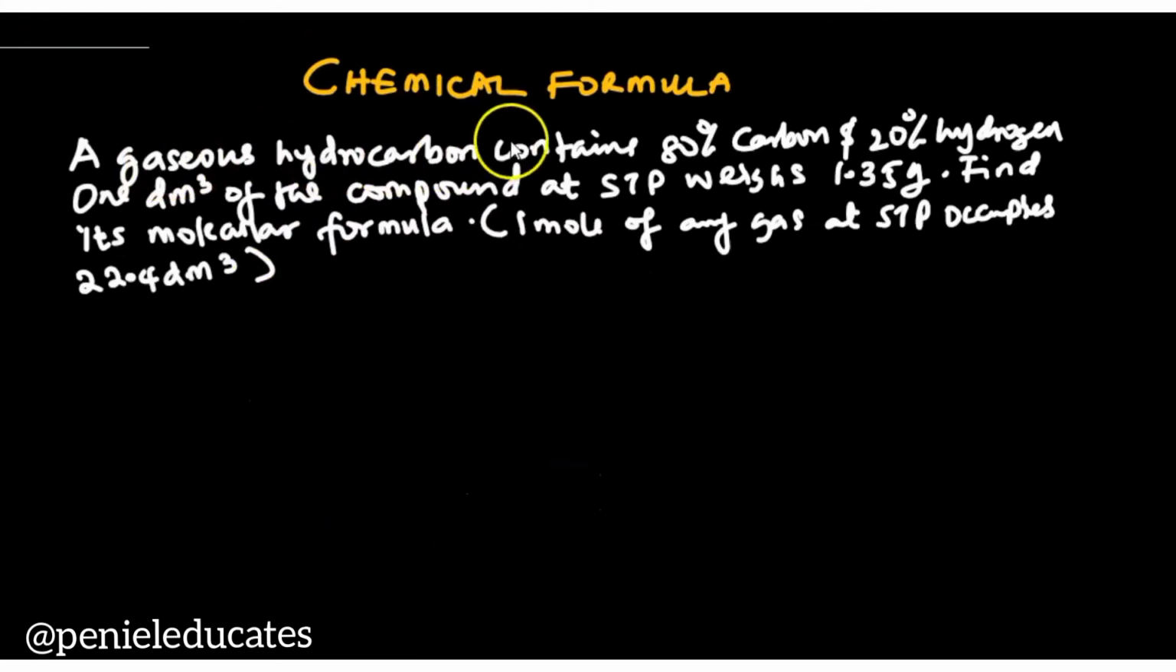A gaseous hydrocarbon contains 80% carbon and 20% hydrogen. 1 dm cube of the compound at STP weighs 1.5 gram. Find its molecular formula. 1 mole of any gas at STP occupies 22.4 dm cube. So we'll go the same way. Draw the line.